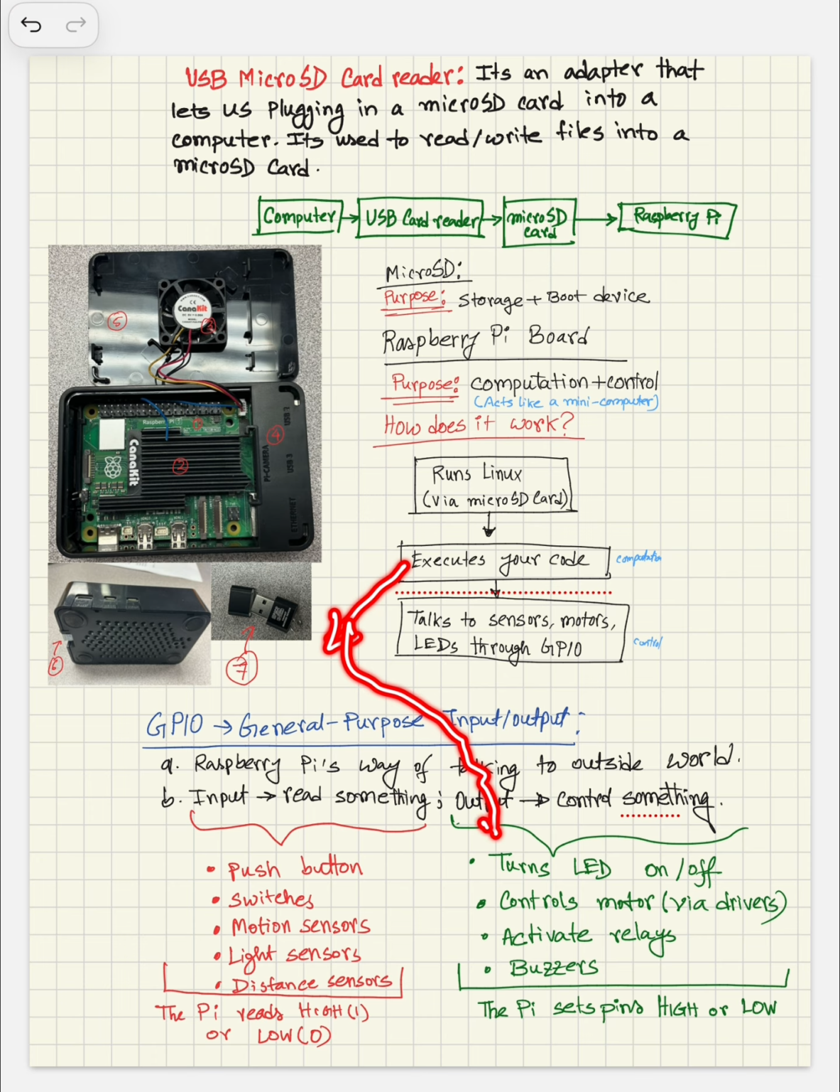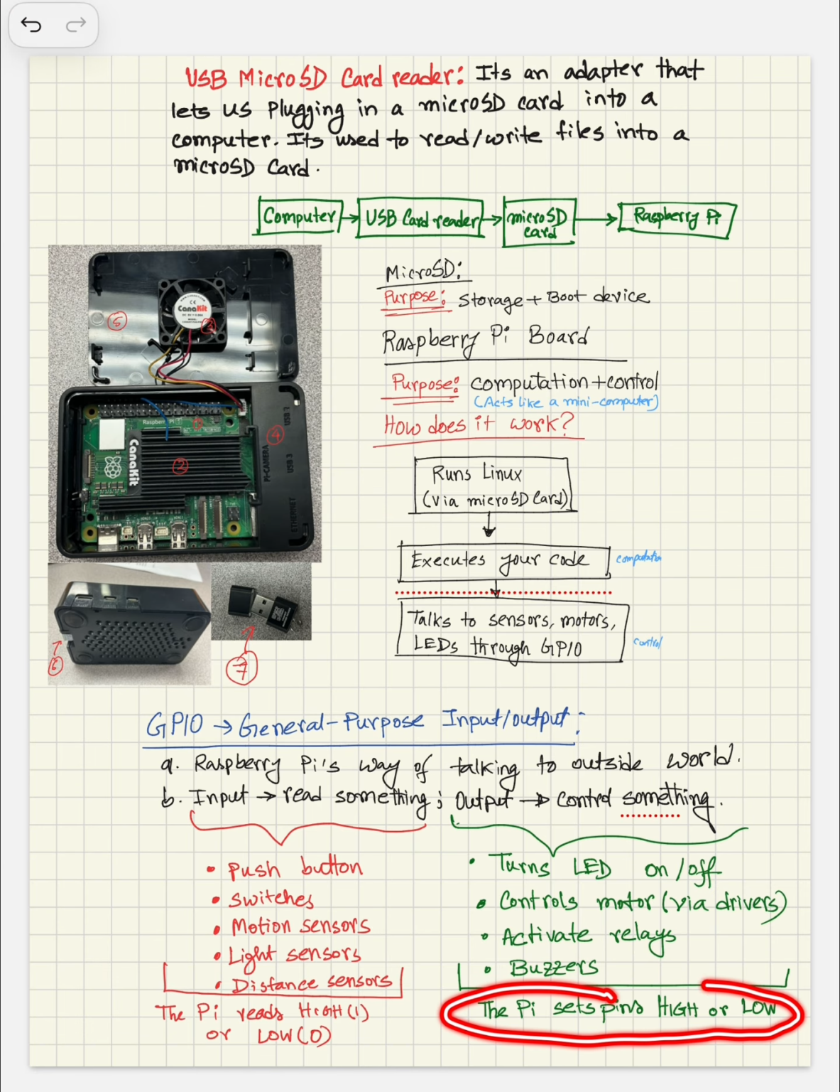So this output goes to the output hardware. The output hardware are those that we want to control. For example, we can turn LEDs on or off. We can control motors via drivers, activate relays, buzzers, and the Pi sets the pins high or low.